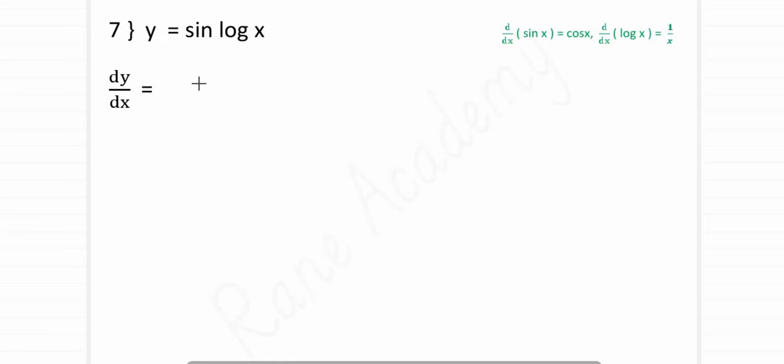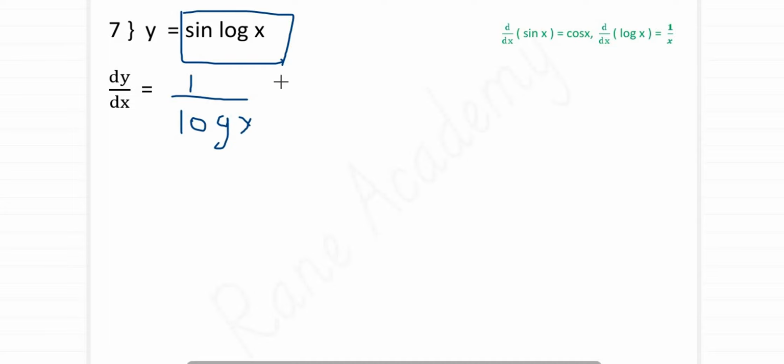Question number 7, y is equal to sine of log x. Now here the outermost function is sine of log x, which is comparable with sine x, and derivative of sine x is cos x. So derivative of sine of log x should be cos of log x. Now here instead of x what do we have? We have log x. So we are going to differentiate log x, and derivative of log x is 1 upon x. So the final answer is cos of log x upon x.